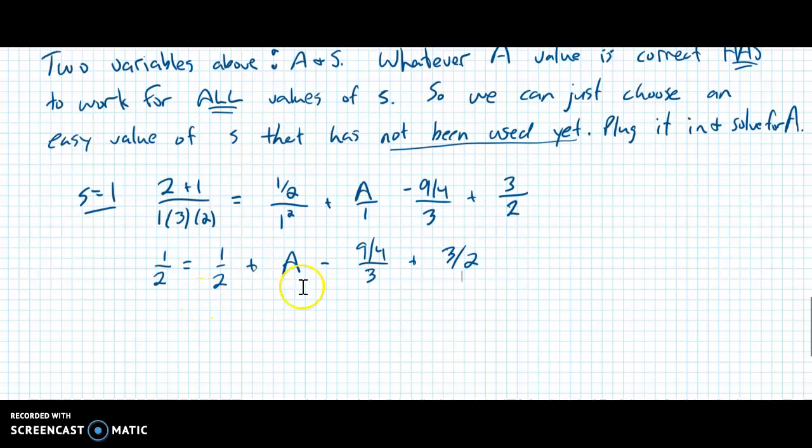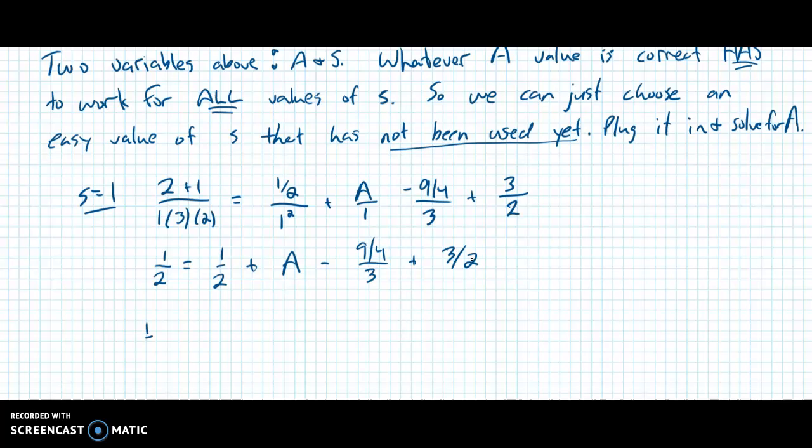So I'm just going to use order of operations to plug this into my calculator in one line and solve for A. So I'm going to take this guy, subtract that, add that because it's negative, and subtract this because it's positive. So I'm going to write out exactly how I would type it into my calculator.